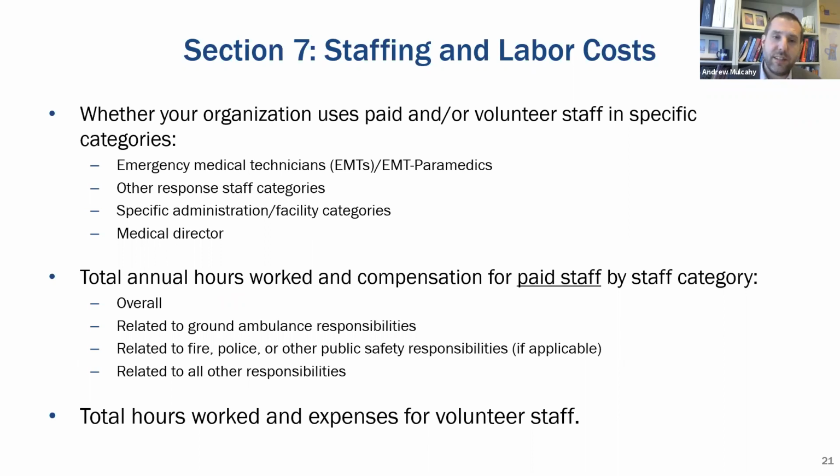One of those other changes in the calendar year 2022 final rule is that when you're reporting total hours, you'll report a total worked at your organization, but then also report it broken out in 3 parts: ground ambulance, fire, police, and other public safety, if that applies to your organization, as 1 number, and then everything else. The sum of those 3 components should equal the total hours worked at your organization. There are also separate questions for volunteer staff in terms of the number of volunteers, the hours worked, and also any expenses associated with volunteer stipends, honoraria, etc.